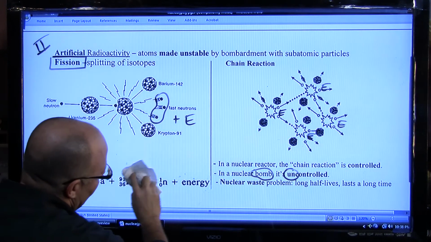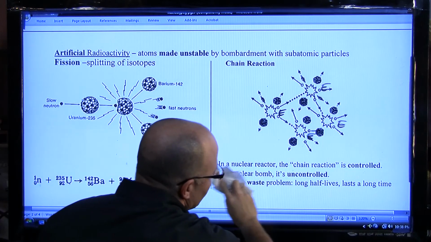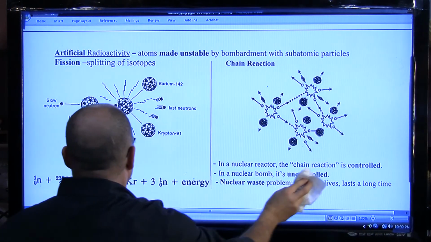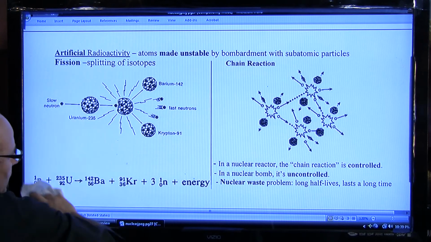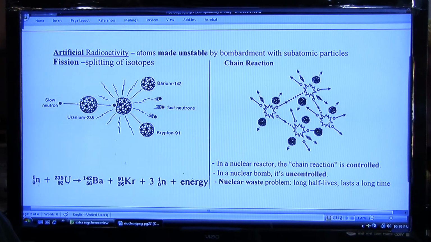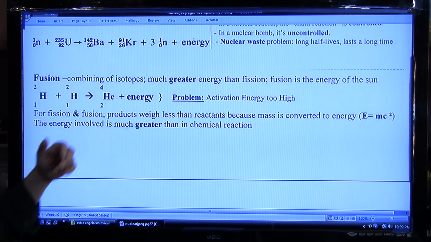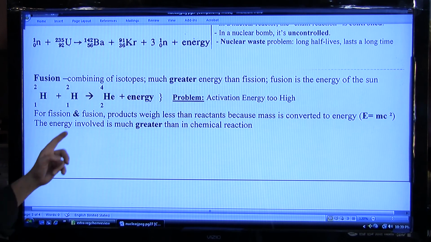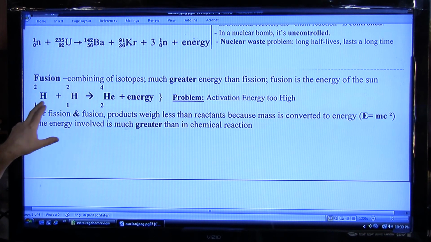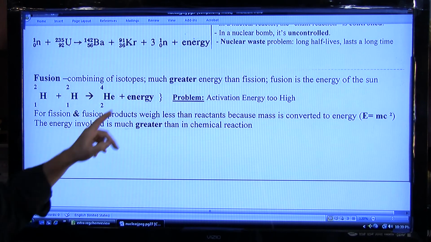The second type of artificial radioactivity is fusion. And fusion is sort of the opposite of fission, because fusion is a combining rather than a splitting of nuclei. All right, fusion is the combining of lighter isotopes to form a heavier isotope. In this example here, you have 2 hydrogen isotopes combining to give you a helium. So 2 and 2 lighter, giving you a heavier 4, and again energy being released.